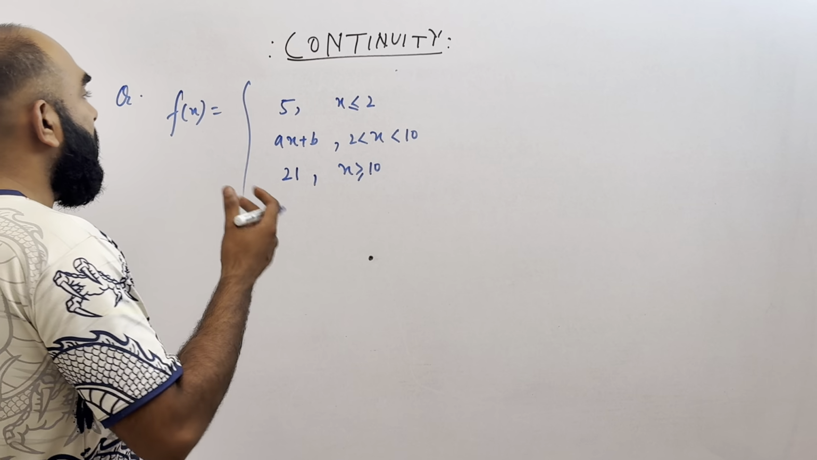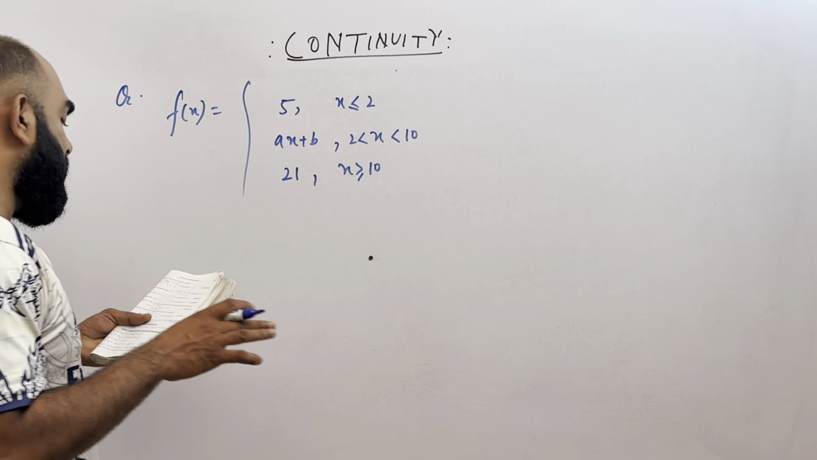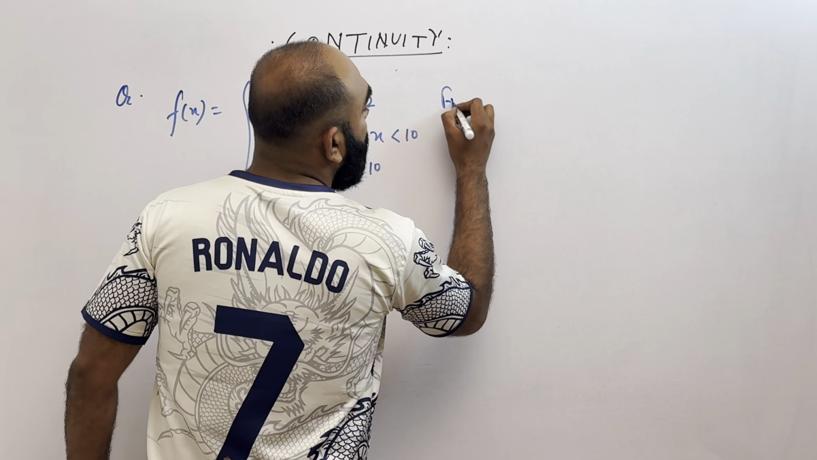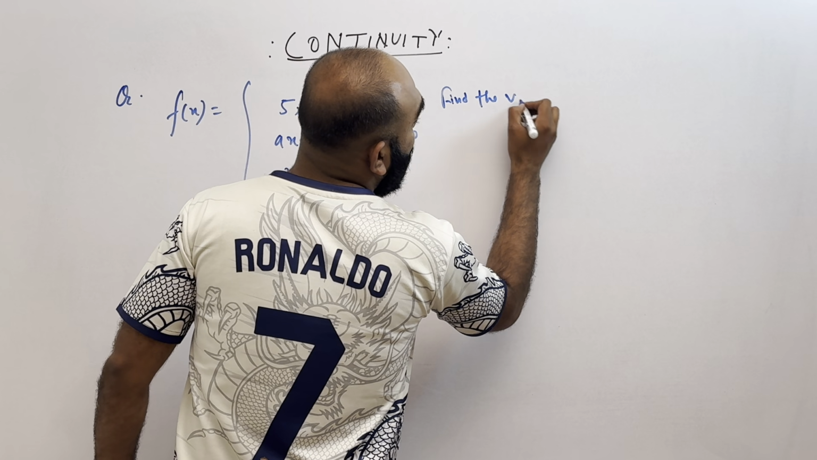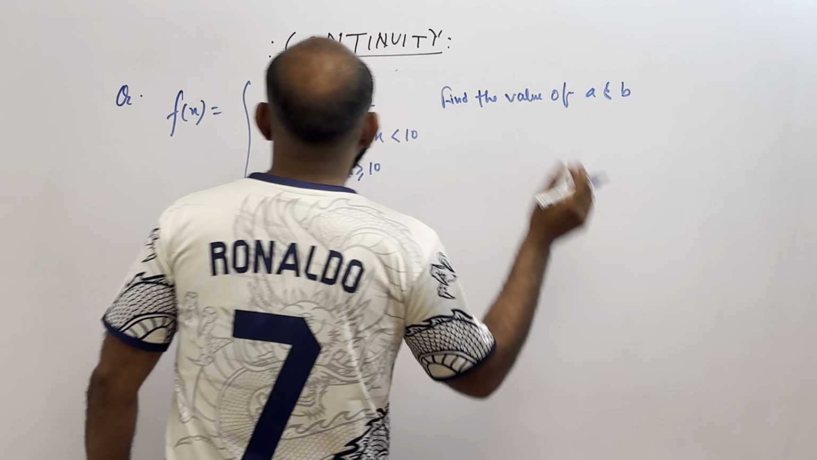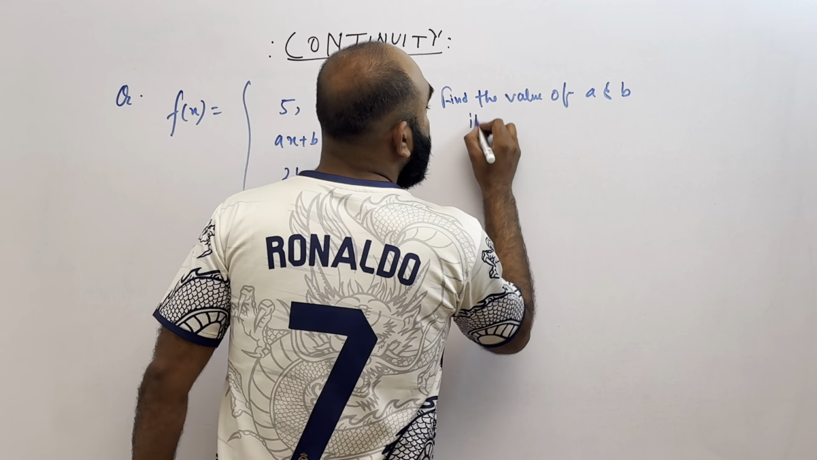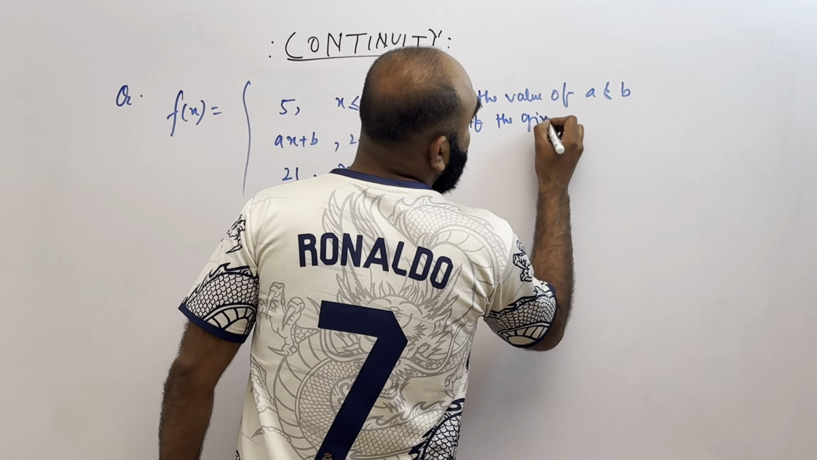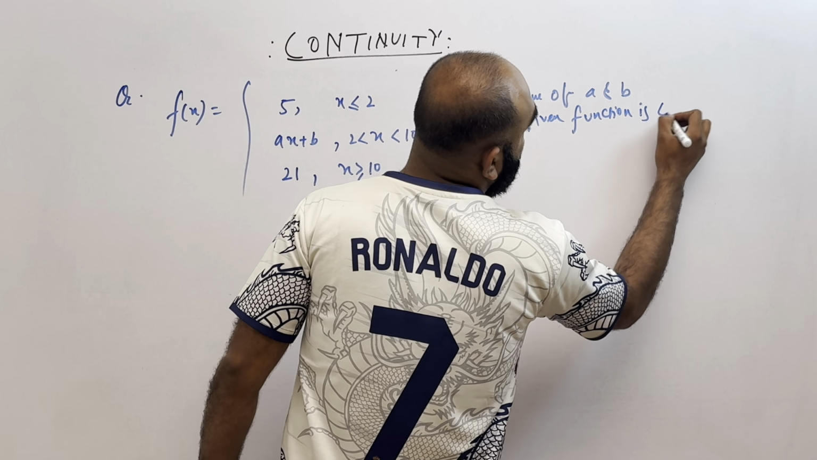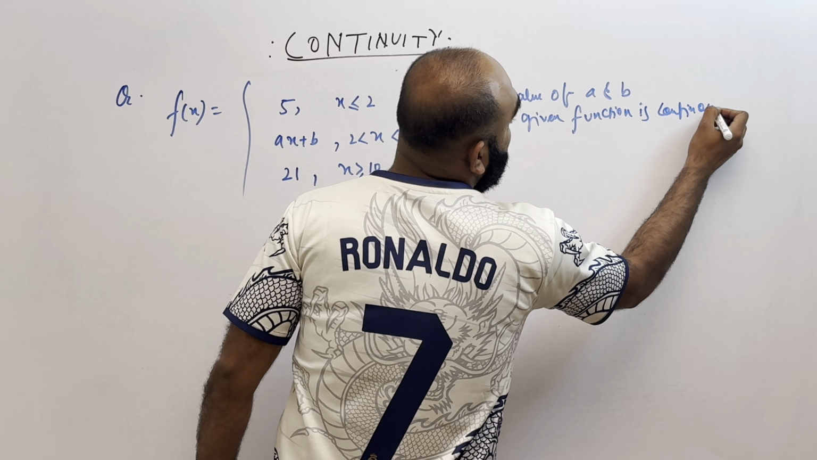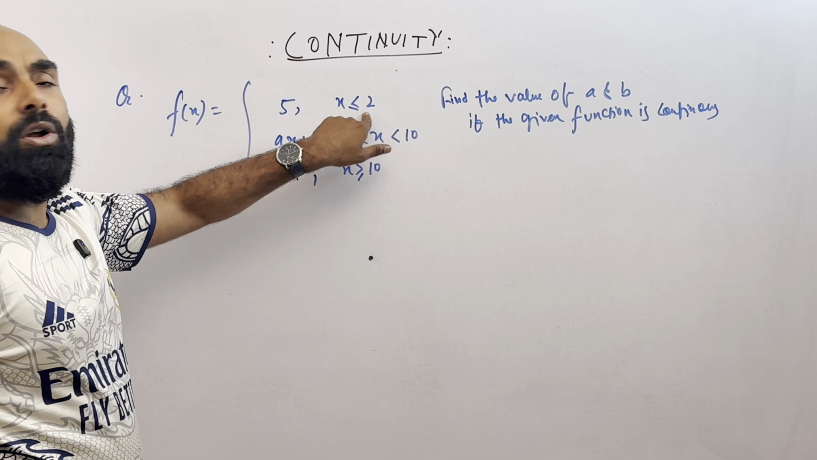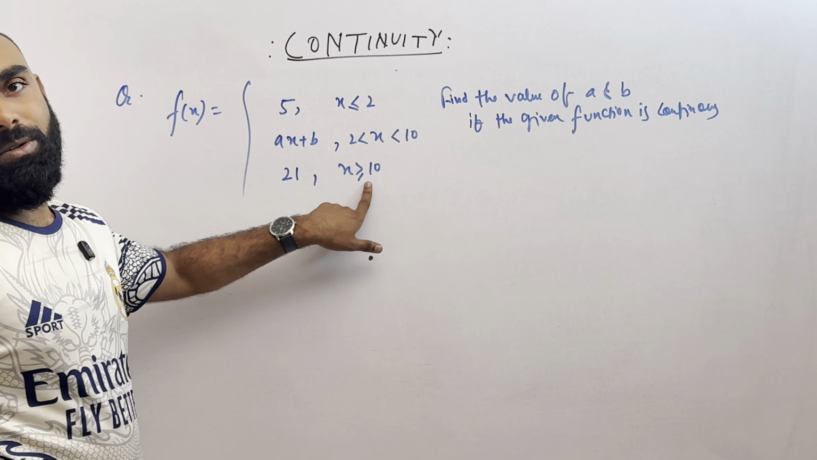They are interested in finding the values of a and b such that the following function is continuous. Question: find the value of a and b if the given function is continuous. They are not saying at a particular point, which means at every point this function is continuous. We have to check at x is equal to 2 also, and at x is equal to 10 also.